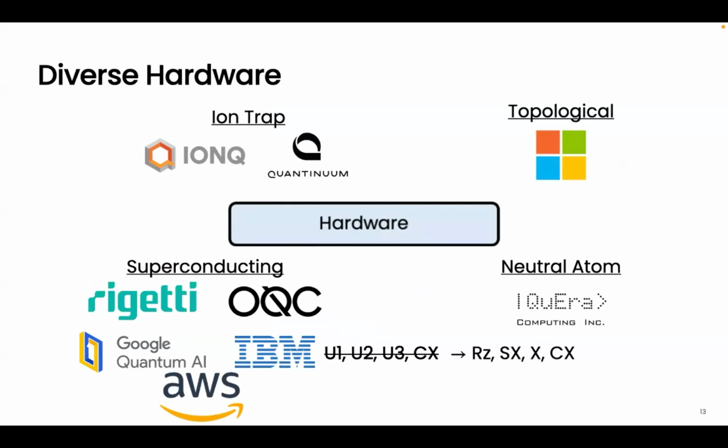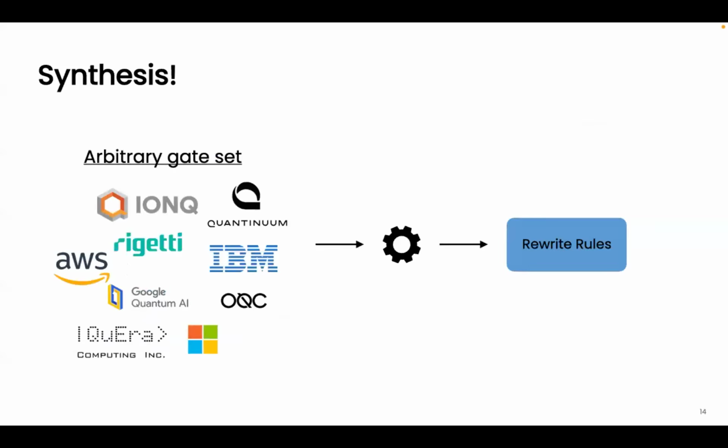So for example, on IBM devices, when I started my PhD about four years ago, it was one gate set, and then it changed somewhere in the middle, and then it changed again. So you don't want to rewrite rules every time your gate set changes, or rewrite your compiler. So a natural thing to do is to use program synthesis to solve this, where the input to your synthesis problem is a description of some arbitrary gate set, and the output is a set of provably correct rewrite rules.